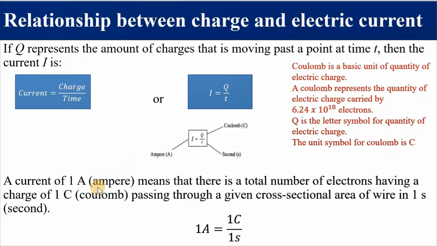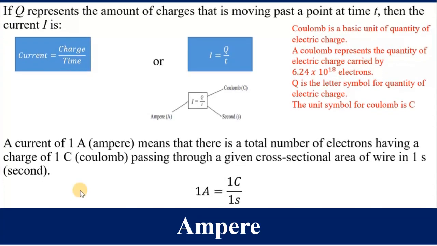We now want to define ampere, which is 1 amp. This is the total number of electrons having a charge of 1 coulomb that passes through a given cross-sectional area in 1 second. This is the definition for ampere. It is defined like this. Guys, in electrical engineering technology, you can define using equations, that is allowed. So ampere is equal to 1 coulomb divided by 1 second. This is the relationship between charge, which is Q, and electric current, which is capital letter I.